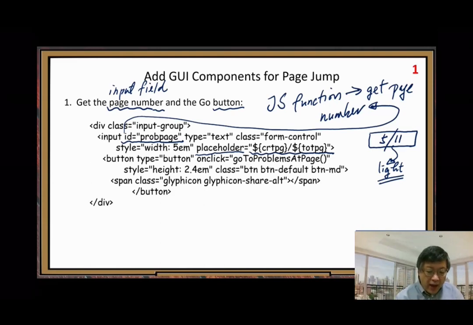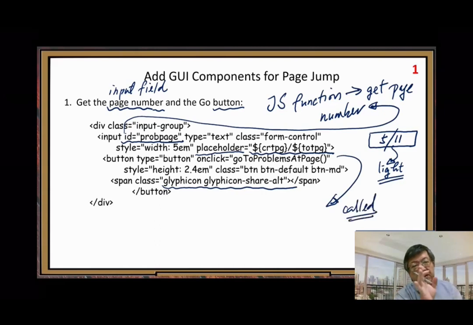Then, put some graphic icon, the Bootstrap feature, which I explained before, just some little graphic icon put there to make it look nice. Other than that, just a simple button, right? Then if we click it, this function is called, right? And in the next page, we will see the definition of this JavaScript function. Pretty simple. All right.